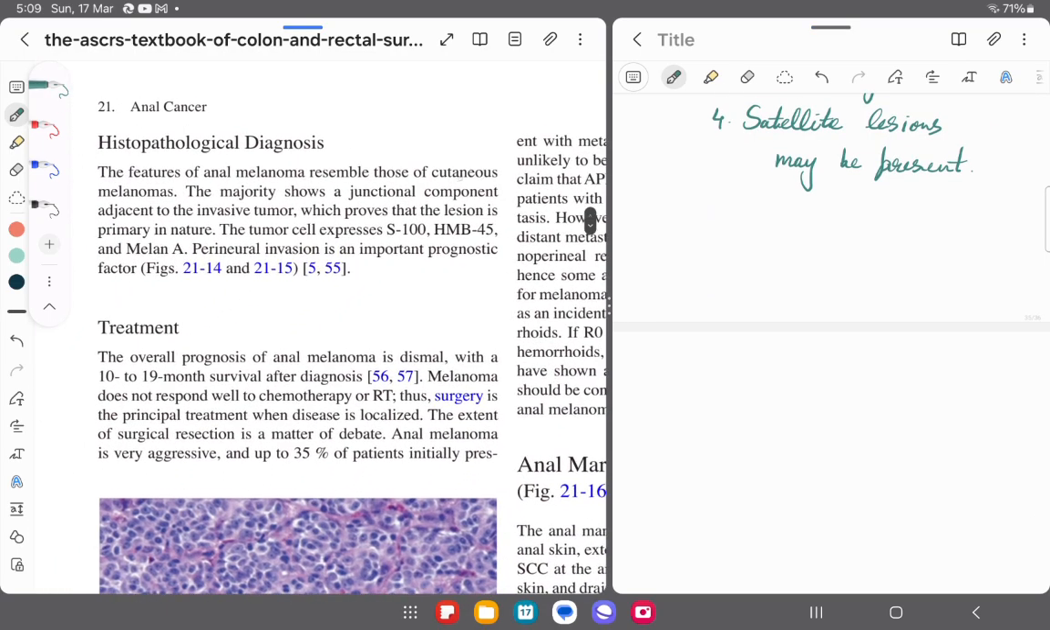Histopathological diagnosis. The features resemble those of cutaneous melanomas. Majority shows a junctional component adjacent to the invasive tumor, which proves that the lesion is primary in nature. Tumor cells express S100, HMB45, and Melan A. Perineural invasion is an important prognostic factor.